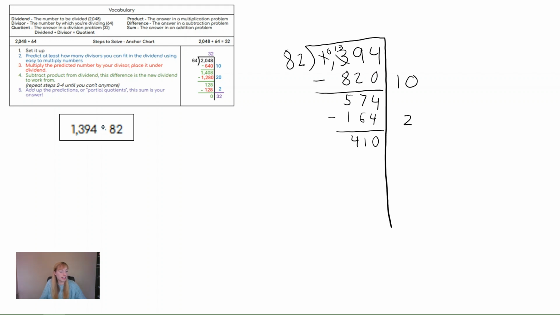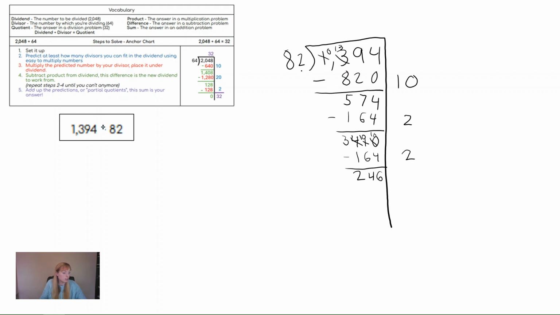Predict at least how many groups of 82 I can fit in or take from 410. Again, I'm not sure. Better safe than sorry. So I'm going to guess another 2 groups of 82 at least. Step 3, multiply 2 times 82. It's 164. And subtract. Moving to step 4 when I'm subtracting here. Leaving me with 246. So I can keep going.